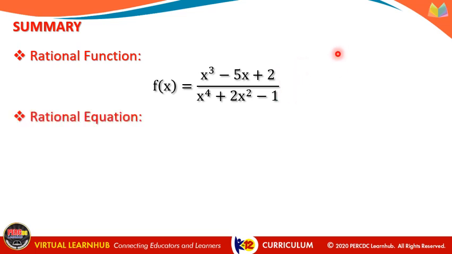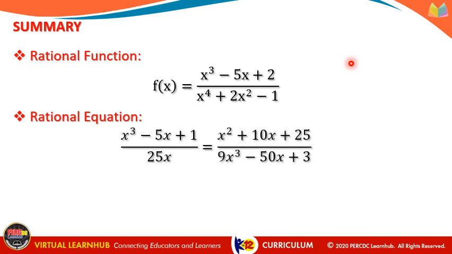Next, we have rational equation. It is an equation wherein the left side and the right side are both rational expression. Example, you have this one. So x cubed minus 5x plus 1 over 25x, that is equal to x squared plus 10x plus 25 over 9x cubed minus 50x plus 3. You have an equation. So you have your equality symbol, and the left side and the right side are both rational expressions.